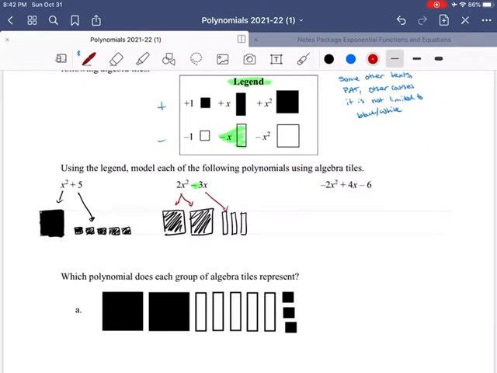Negative 2x squared, so we are drawing 2 squares, big ones. We're not shading them in because they're negative. All right, this is a negative x squared, and this is a negative x squared. We have positive 4x, so we're going to do 4 rectangles, and we are going to shade these in. And then we have negative 6. So we have 6 little squares that are not shaded in.